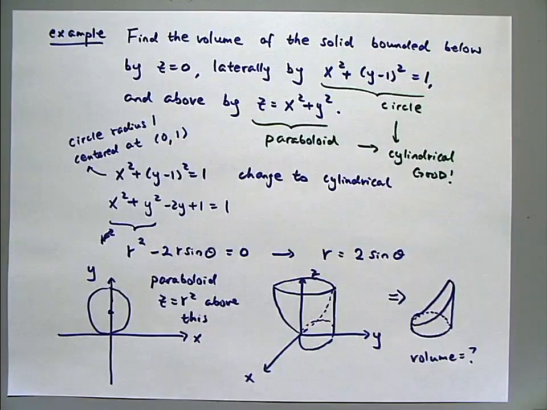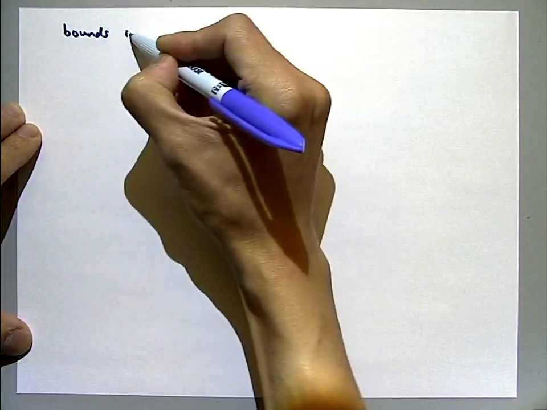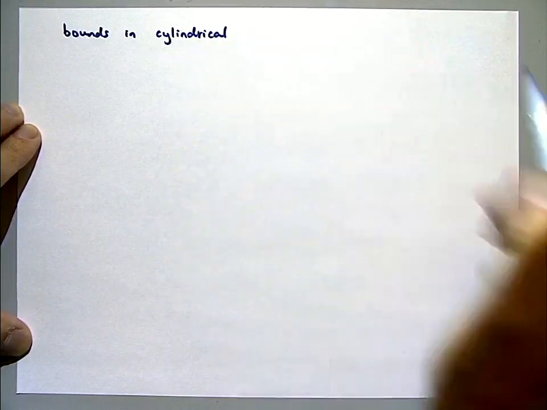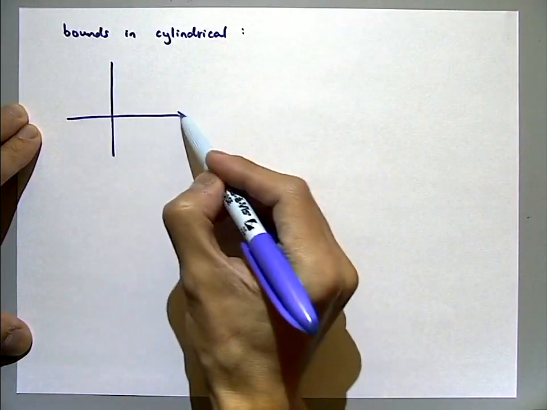Again, this is the kind of thing that you do not want to attempt in Cartesian. Cylinder and circle and paraboloid. Cartesian is going to be a nightmare. Okay, let's set up the bounds in cylindrical. Look at the region on the xy plane again.